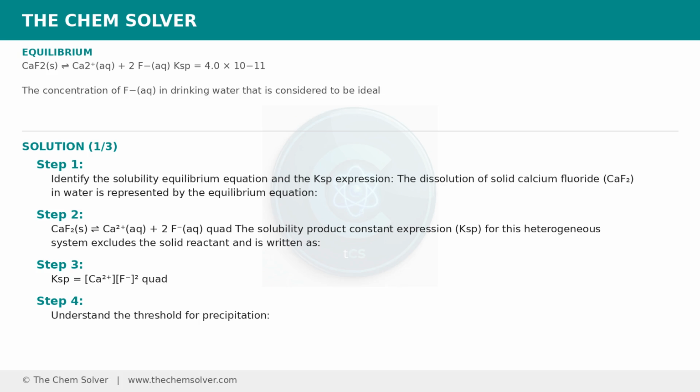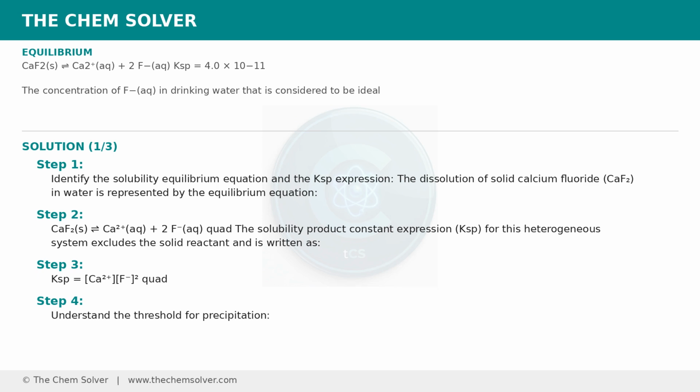Identify the solubility equilibrium equation and the Ksp expression. The dissolution of solid calcium fluoride, CaF2, in water is represented by the equilibrium equation: CaF2 is in equilibrium with Ca²⁺ plus 2F⁻. The solubility product constant expression, Ksp, for this heterogeneous system excludes the solid reactant and is written as Ksp equals [Ca²⁺][F⁻]².